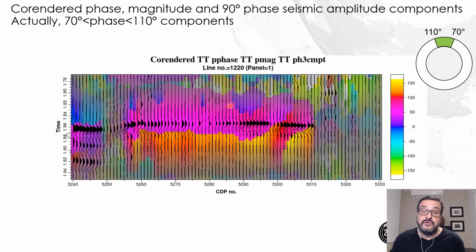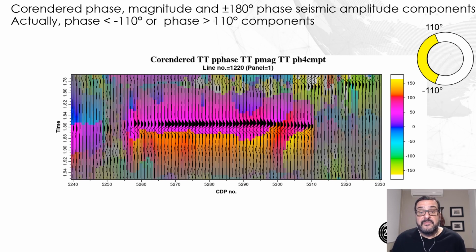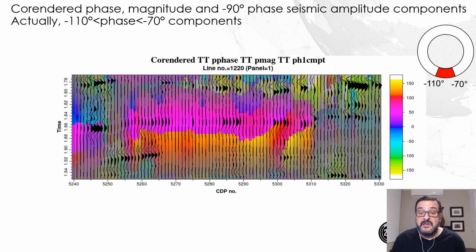Here we show the 90 degrees phase components. We can see the same, equivalent phase rotation. Here the 180 degrees phase components, and there the minus 90 degrees phase components.